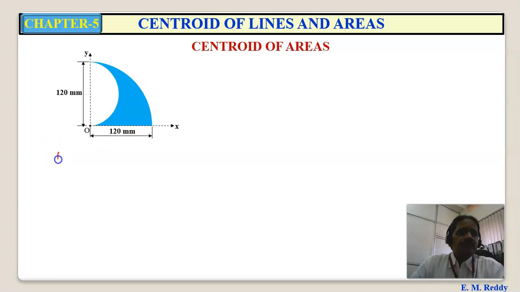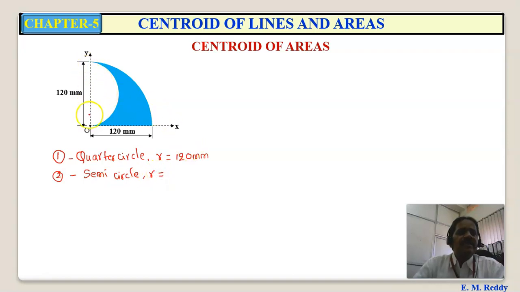So the one is quarter circle of radius 120 millimeters, right? And second one is semicircle of radius. What is the radius of the semicircle? Here diameter is 120. So radius is 60. So we are dividing this into two figures.